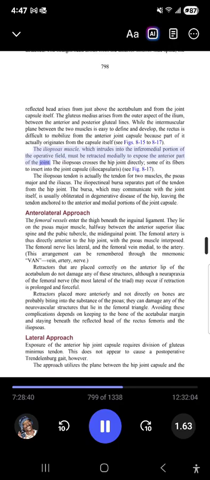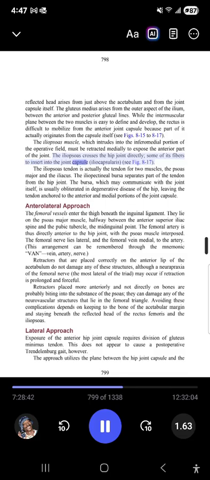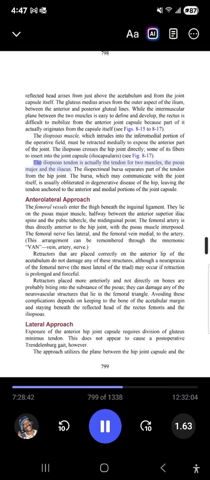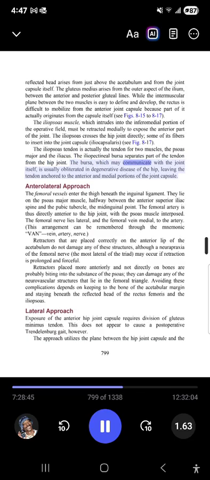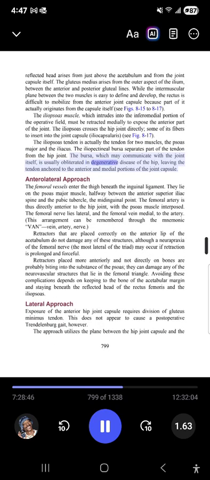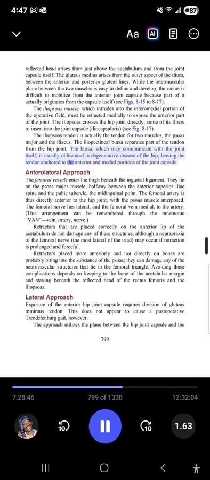The iliopsoas crosses the hip joint directly. Some of its fibers insert into the joint capsule, the iliocapsularis. See figure 8-17. The iliopsoas tendon is actually the tendon for 2 muscles, the psoas major and the iliacus. The iliopectineal bursa separates part of the tendon from the hip joint. The bursa, which may communicate with the joint itself, is usually obliterated in degenerative disease of the hip, leaving the tendon anchored to the anterior and medial portions of the joint capsule.